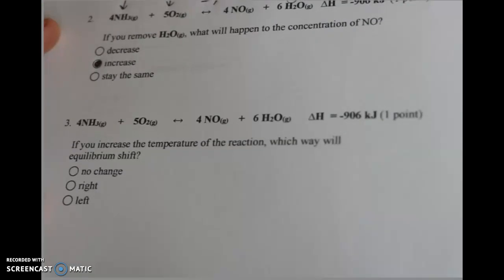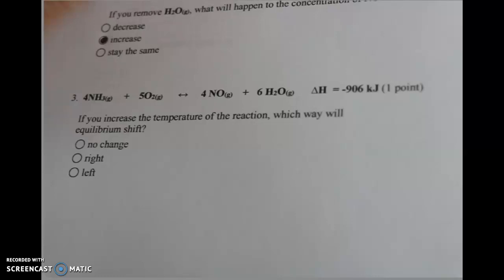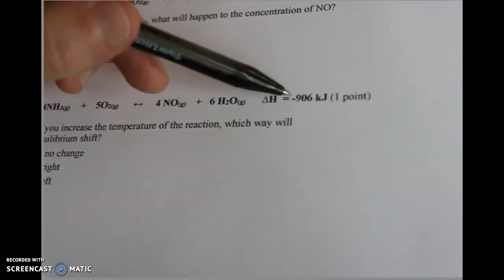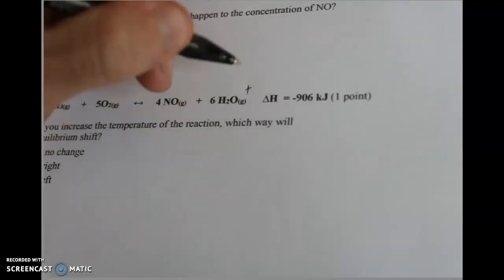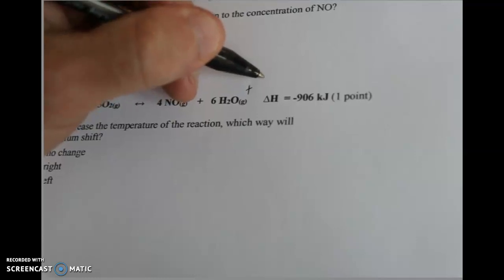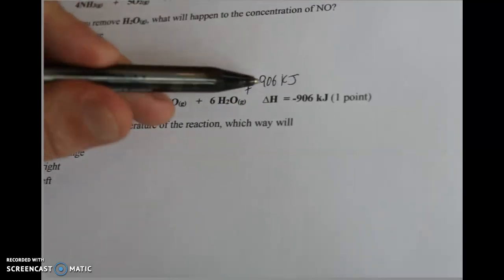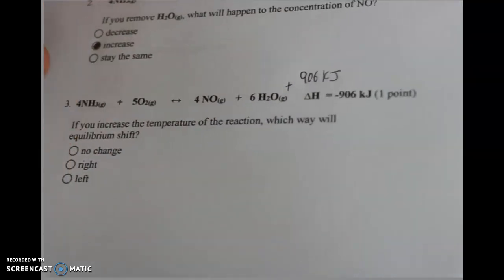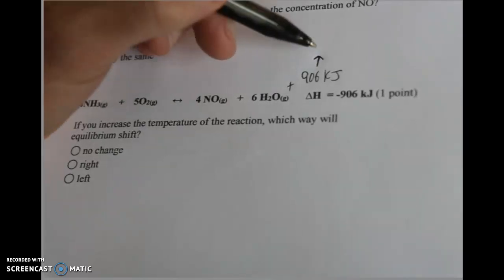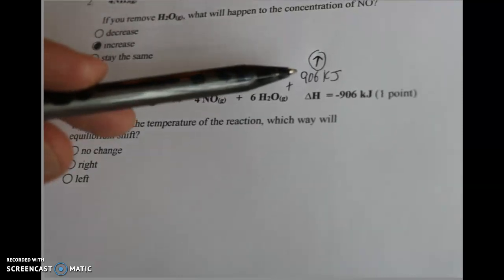Now the next one is talking about the same reaction, but it's saying if you increase the temperature. So what we have to do is look at this enthalpy. It's a negative number, which means that this is an exothermic reaction. It's telling us that heat is a product. So if you're going to write the thermochemical equation, you would just have heat on the product side. Now this is saying you increase the temperature, so we are increasing the heat energy. So we just added something to the product side.